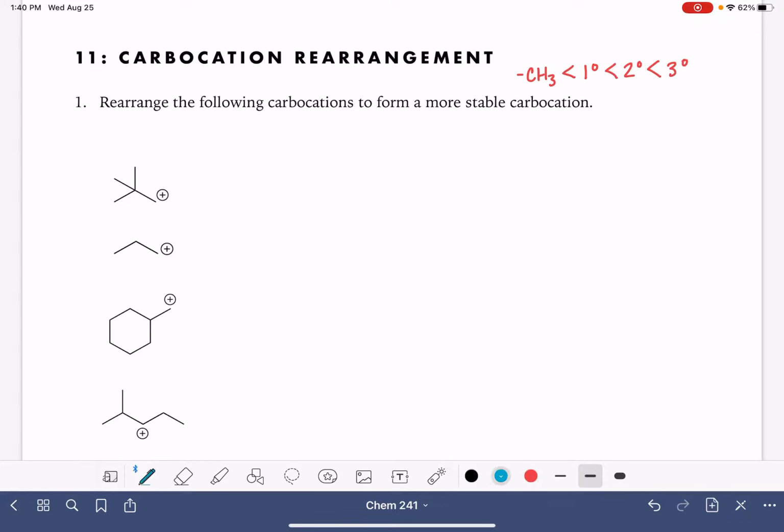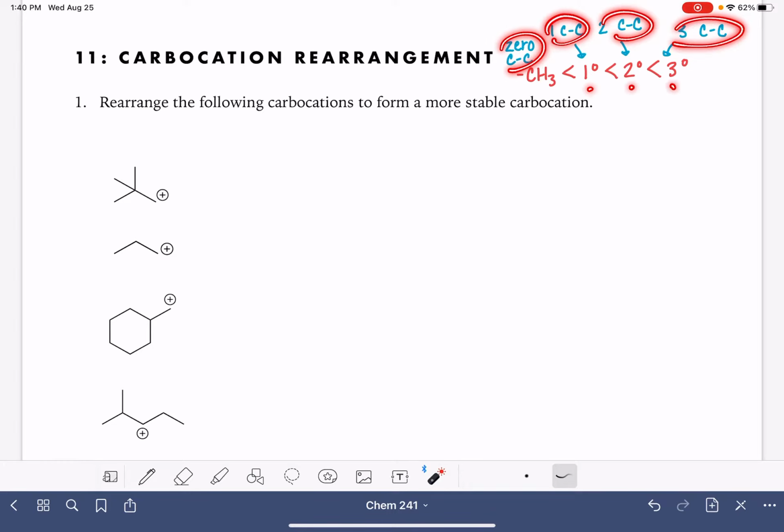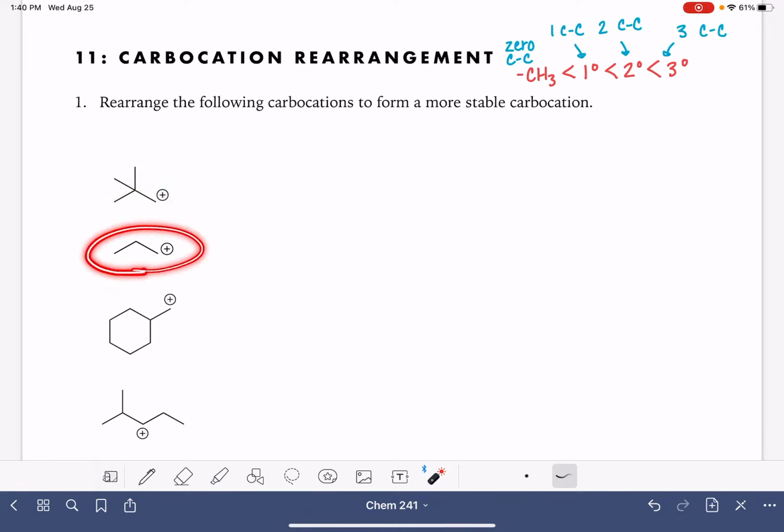A tertiary carbocation is just one that has 3 carbon-carbon bonds. Secondary is one that has 2 carbon-carbon bonds. A primary has 1 carbon-carbon bond, and a methyl carbocation would have 0 carbon-carbon bonds. This is a really simple definition for primary, secondary, tertiary, but it's going to work for this worksheet. So I'm actually going to skip this first example because it's a little bit tricky to verbalize, and I'm going to start with the second one on here.